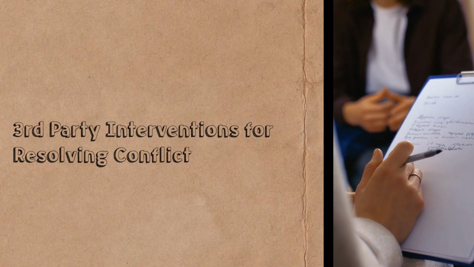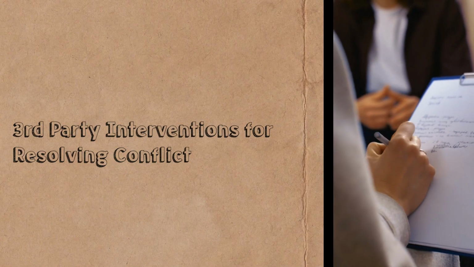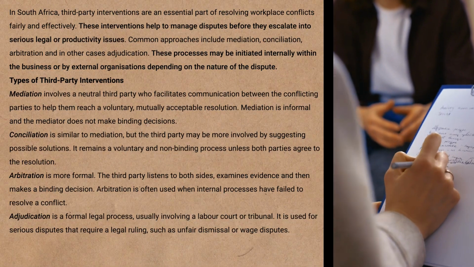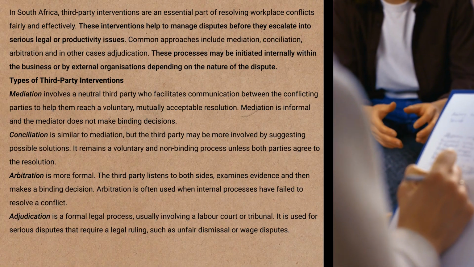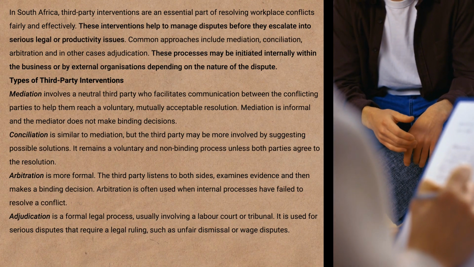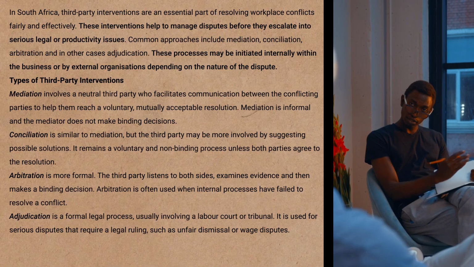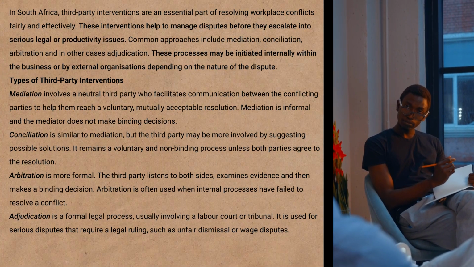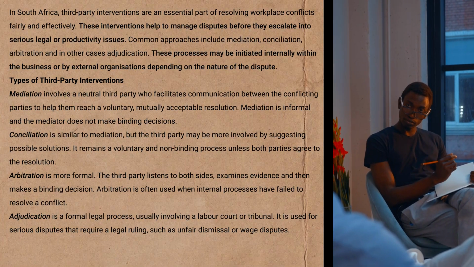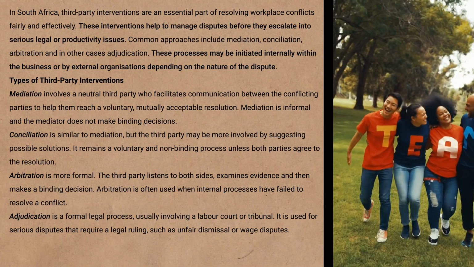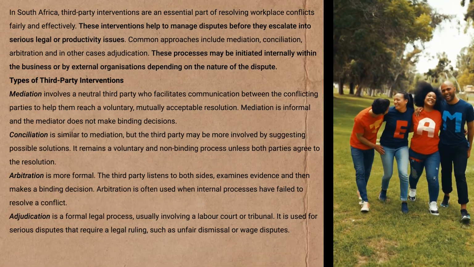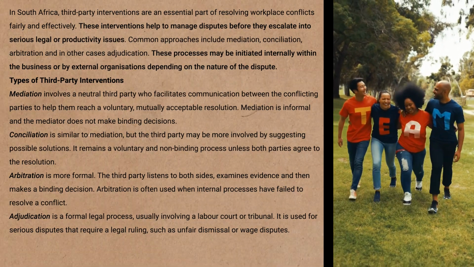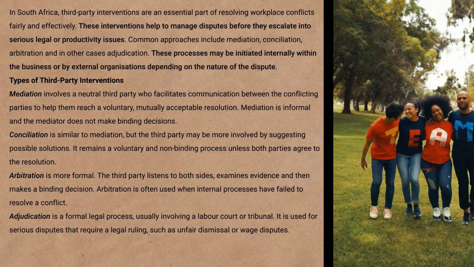Third party interventions for resolving conflict. When internal efforts fail, bringing in a third party can be beneficial. Mediation: a neutral person helps the conflicting parties to negotiate a solution. Arbitration: an arbitrator listens to both sides and makes a binding decision. Training: conflict resolution workshops or team-building exercises can prevent future conflicts by enhancing communication skills and cultural awareness.